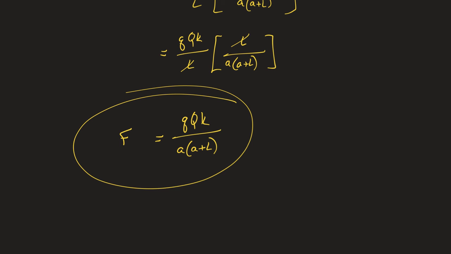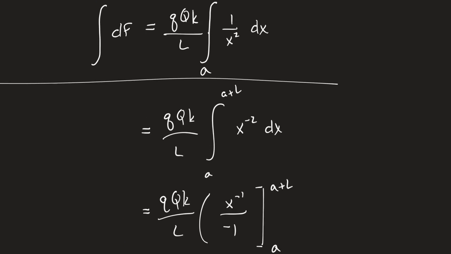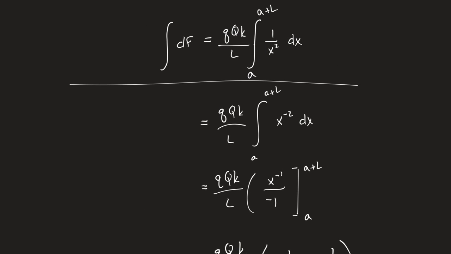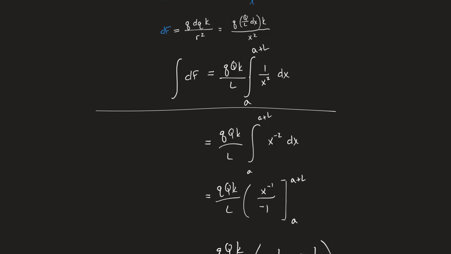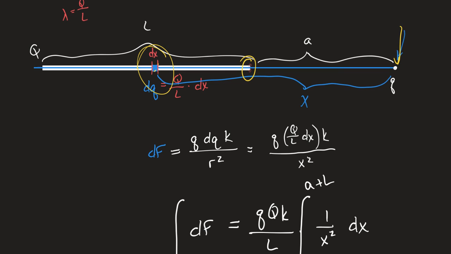Yes, sir. So I have another question about the limits for the integral. If it's the integral, the sum of all the charges acting on the point Q, why doesn't it start at the start of the bar rather than the end of the bar? Shouldn't it go from 0 to a plus L? Only if the bar is a distance 0 away from the charge. That would mean the bar started right here, right where the charge is.